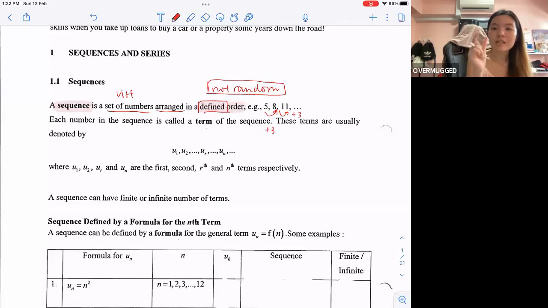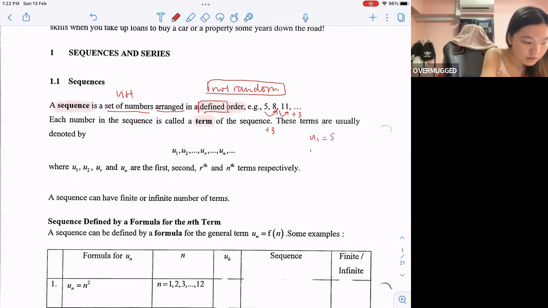And each number in the sequence, so for instance, number 5, number 8, number 11, each number in the sequence is called a term of the sequence, and they are usually denoted as such. So for this sequence over here, 5, 8, 11, 5 will be our first term, which we denote as U1. 8 will be our second term, which we'll denote as U2. So in this case, U1 will be your 5, U2 will be your 8, and so on and so forth.